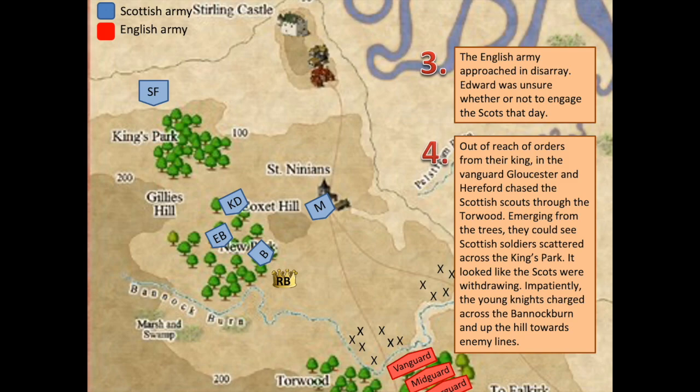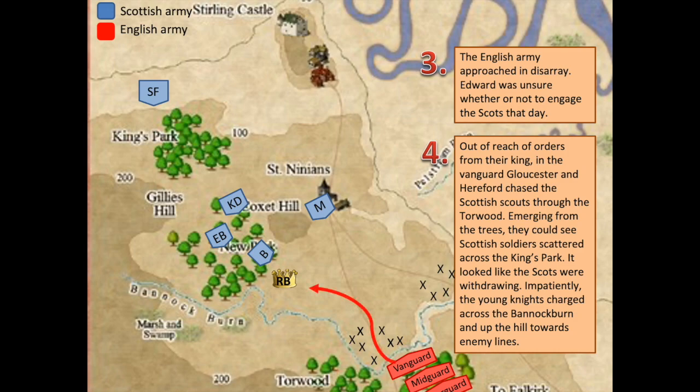Out of reach of orders from their king, in the vanguard, the Earls of Gloucester and Hereford chased the Scottish scouts through the Torwood. Emerging from the trees, they could see Scottish soldiers scattered across the King's Park on the other side of the Bannockburn. It looked like the Scots were withdrawing. Impatiently, young knights charged across the Bannockburn and up the hill towards enemy lines, by all accounts avoiding Bruce's pot traps just around the roads.